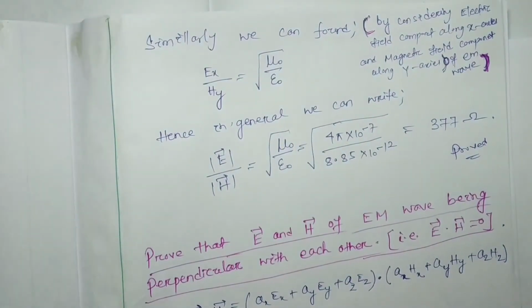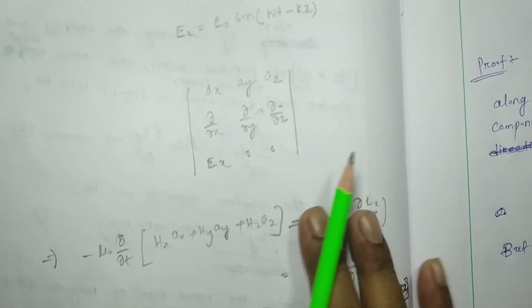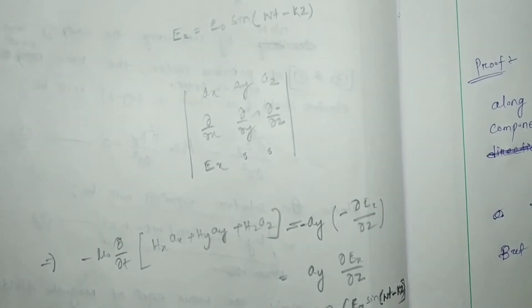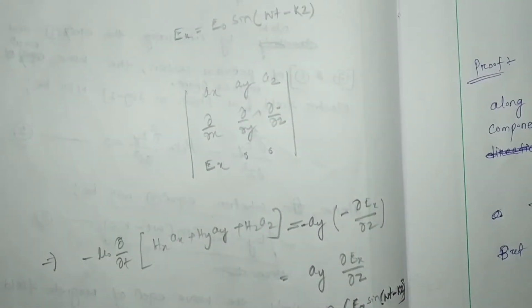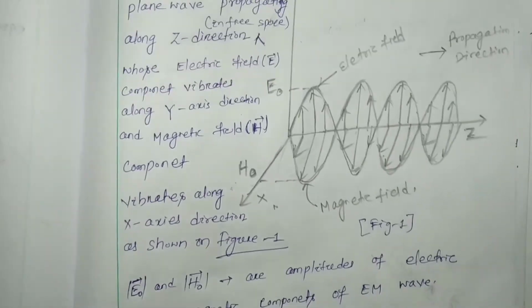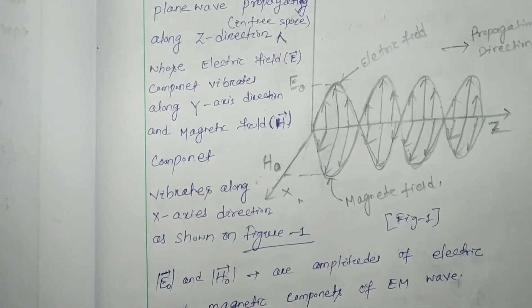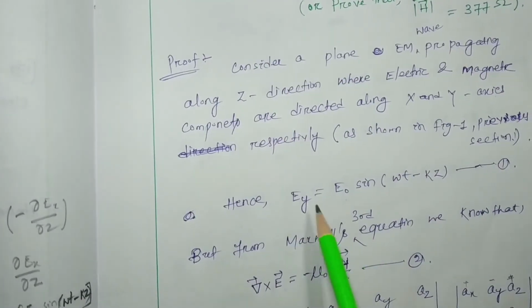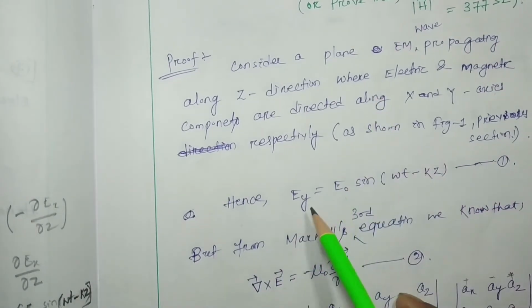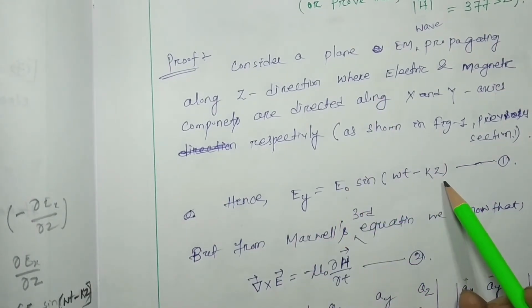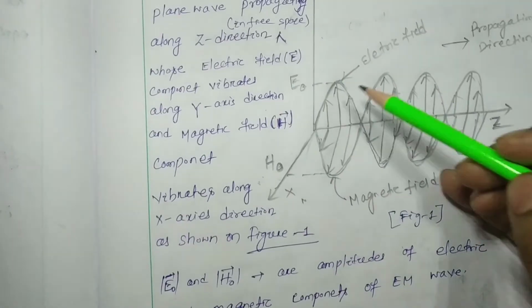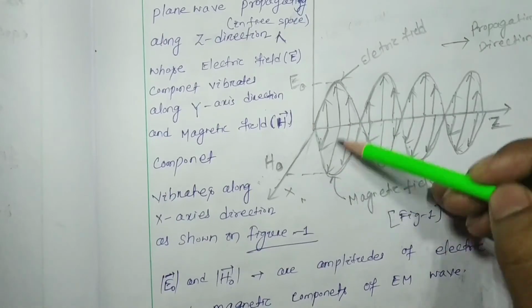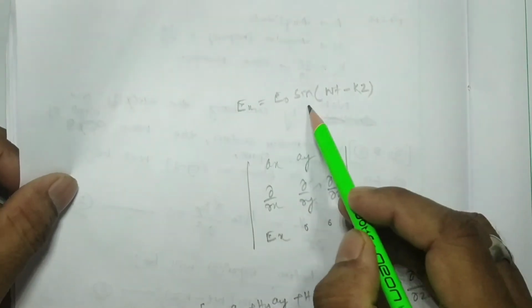How is it? You can check it in rough. Here I am going to do it for you, just watch. Shortly I will show that Ex by Hy will be equal to root over of mu 0 by epsilon 0. For our previous derivation, we considered the electric field vibrating along the y-axis. So the solution of this electric field is represented by Ey equal to E0 sine of omega t minus kz. Similarly, if we consider the electric field component vibrating along the x-axis, then the solution will be written in the form Ex equal to E0 sine of omega t minus kz.